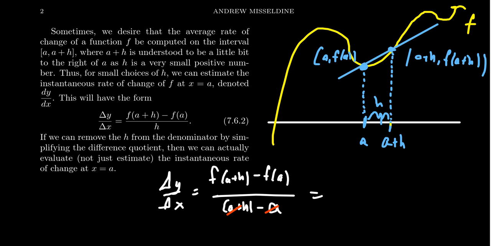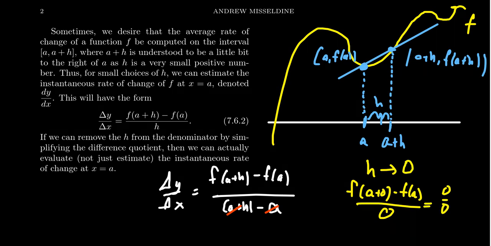what happens as h gets small? What happens as h gets close? If a plus h gets closer to a, what happens when h gets small, or how we usually like to say it, what happens as h approaches zero? Well, we can't just plug in h equals zero, because if we did that, we'd end up with f of a plus zero minus f of a over zero, which would then become zero over zero. That's not a number. That doesn't make any sense. We can't just take 0 over 0.